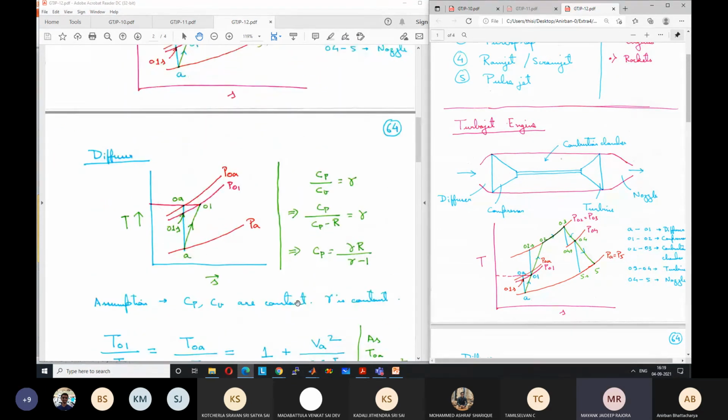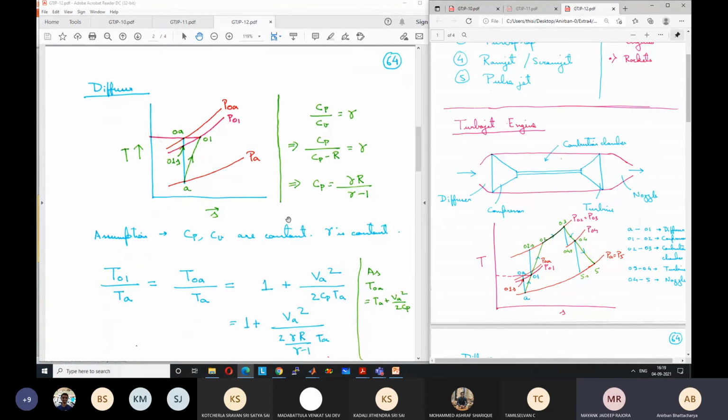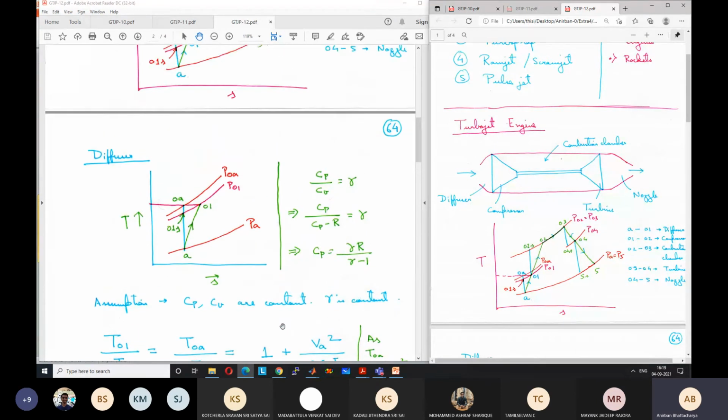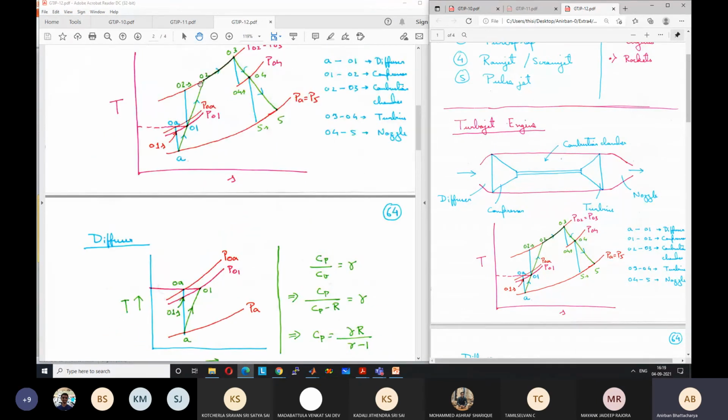Yes, sir. Okay. So we will discuss a little bit about the diffuser and then we will end the class today. The other parts, the compressor, combustion chamber, and turbine, are already known to you, including how to do the calculation. We will then see the nozzles, convergent and convergent-divergent nozzles, in the next class.